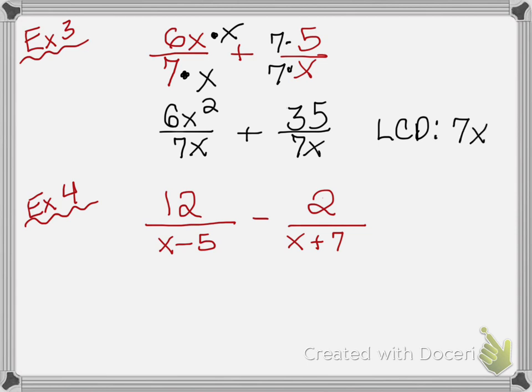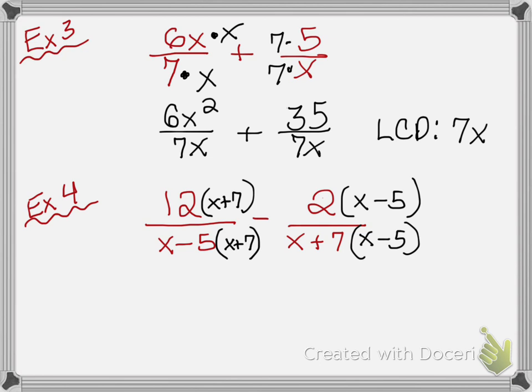All right, look at this next example. I have an x minus 5, and I have an x plus 7. Nothing is in common, and they don't even look the same. So in cases like this, multiply them times each other. What do I mean by that? I'm going to multiply that x minus 5 times x plus 7. Whatever I do to my denominator, I have to do to my numerator. And I'm also going to multiply the x plus 7 over here times x minus 5. Whatever I do to my denominator, I have to do to my numerator.